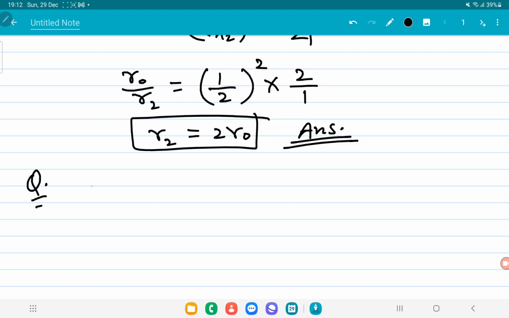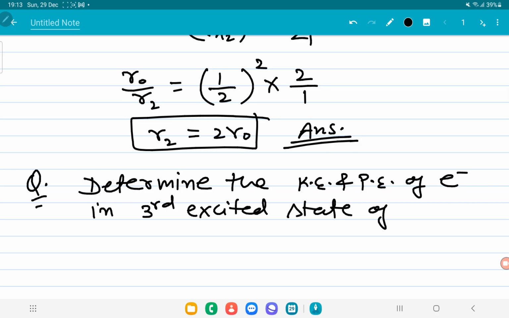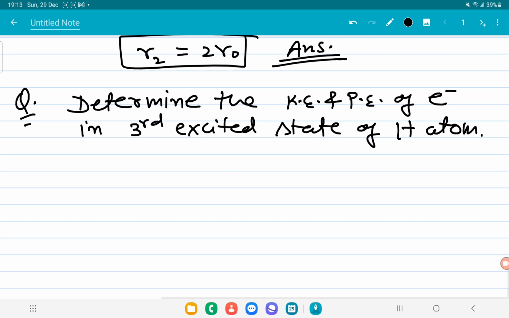Next question: determine the kinetic energy and potential energy of electron in third excited state of hydrogen atom. Again, this is a very important question.